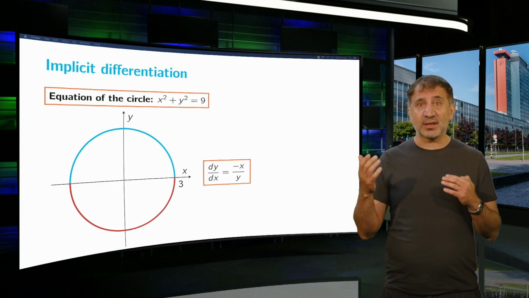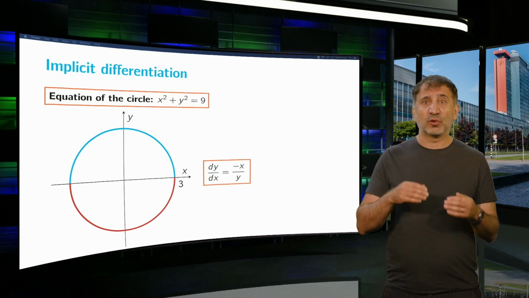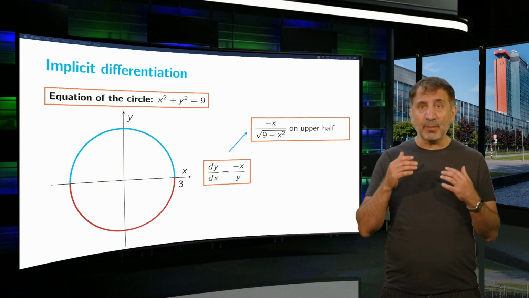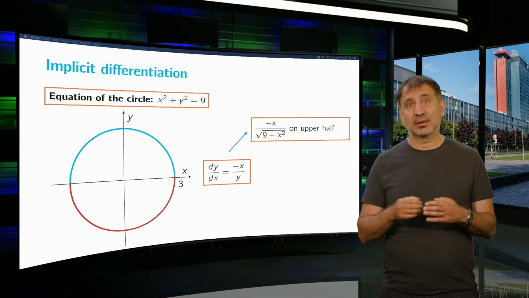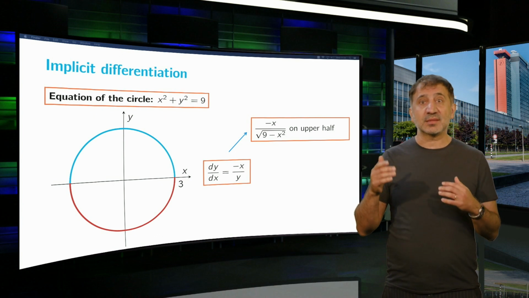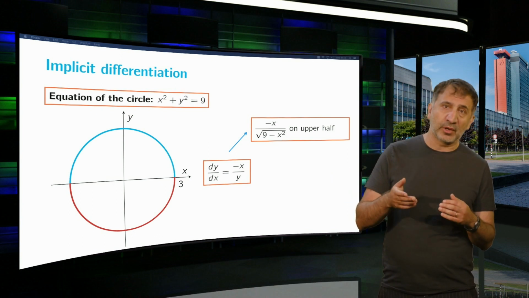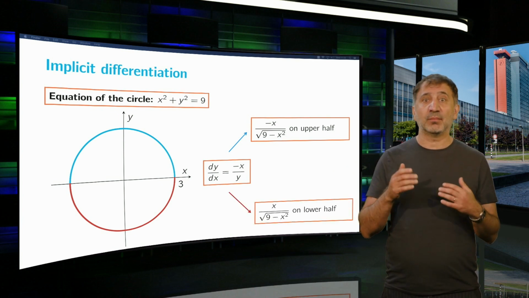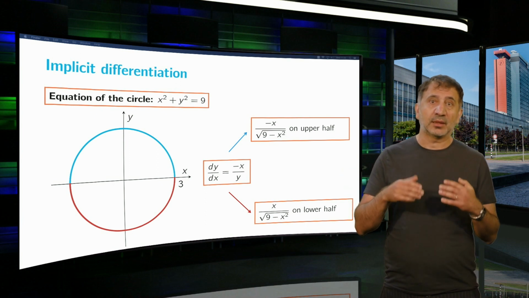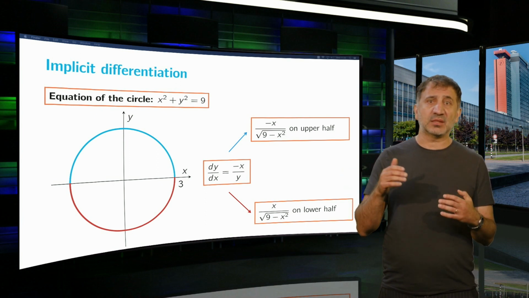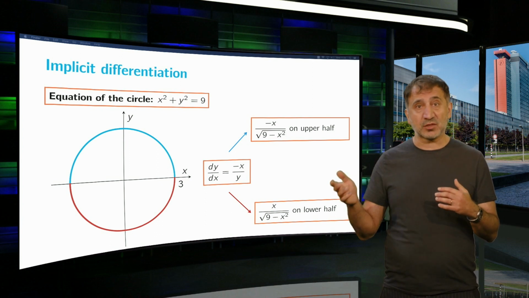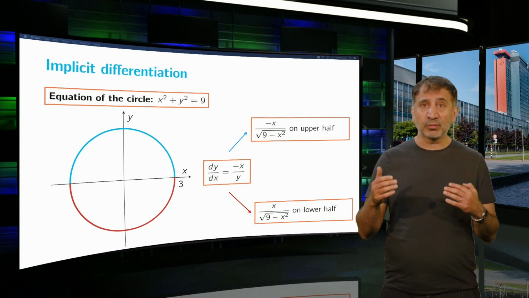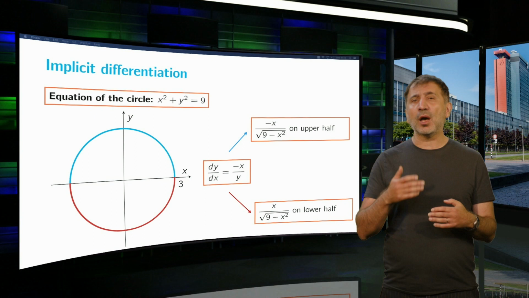Since the square root of 9 minus x squared is equal to y for points on the upper half of the circle, dy dx for points on the upper half can be written as minus x divided by the square root of 9 minus x squared. For the point on the lower half of the circle, y is equal to minus the square root of 9 minus x squared. And so here dy dx can be written as x divided by the square root of 9 minus x squared. So we see that implicit differentiation yields a uniform formula for the derivative which is valid for all points on the circle.